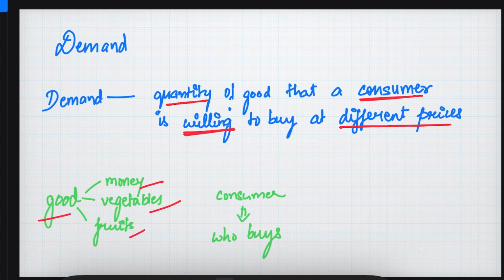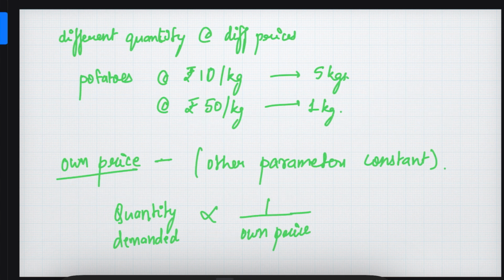Then the consumer is one who is going to buy these goods. Third, willingness. Willingness is how much quantity the consumer is willing to buy. That will depend upon the price of that good. At different prices, the consumer will be willing to buy different quantities of the good.